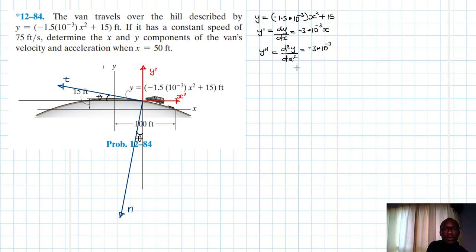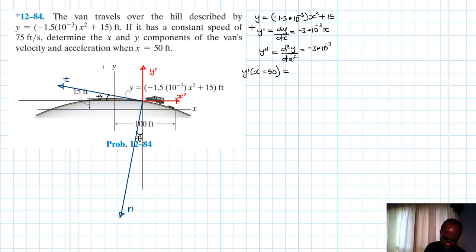Okay, so here we go. Now let's find these values. We find y prime at x equal to 50. Let's plug it in. Why are we finding all this? This is going to help us to find the radius of curvature.